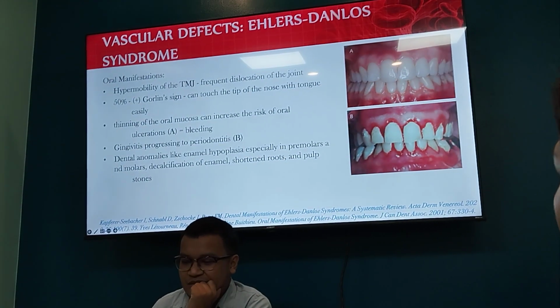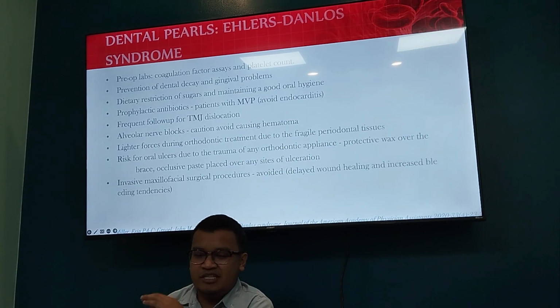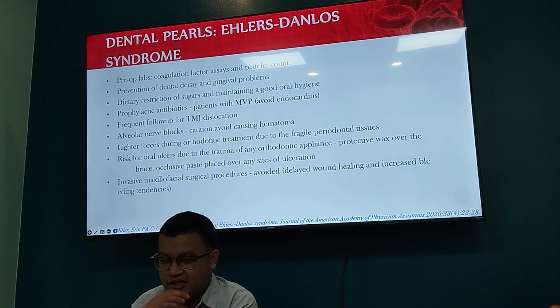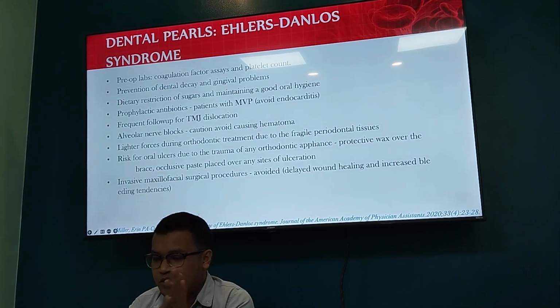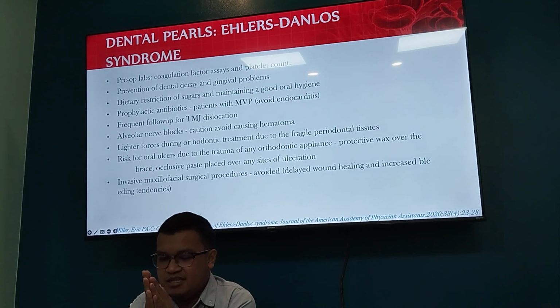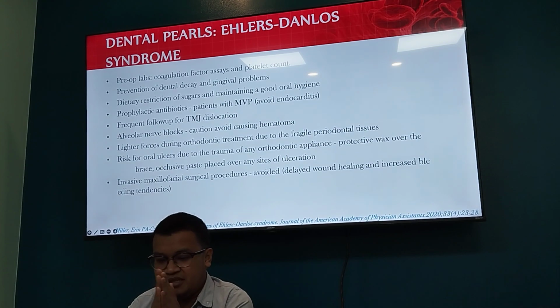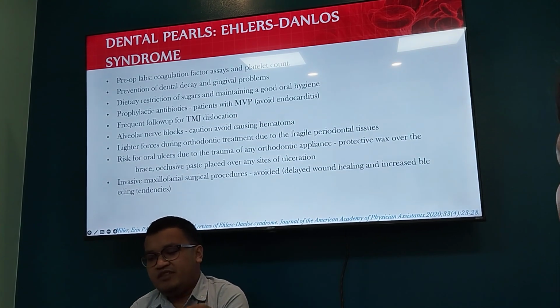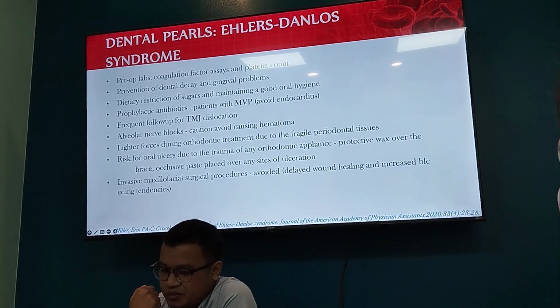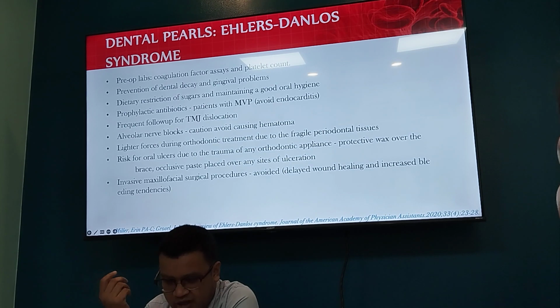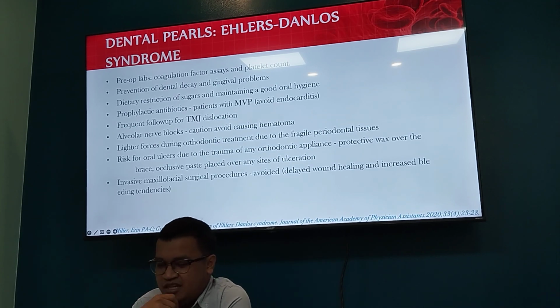Okay. So what are the dental considerations for EDS patients? It is crucial to perform the blood test for coagulation factors and platelet levels before proceeding with any dental procedure. The patient's physician needs to be consulted for any systemic conditions that can lead to complications during the dental treatment. The prevention of dental decay and gingival problems is crucial for these patients. The principles of sustaining good oral health are centered upon dietary restriction of sugars and maintaining a good oral hygiene regimen.